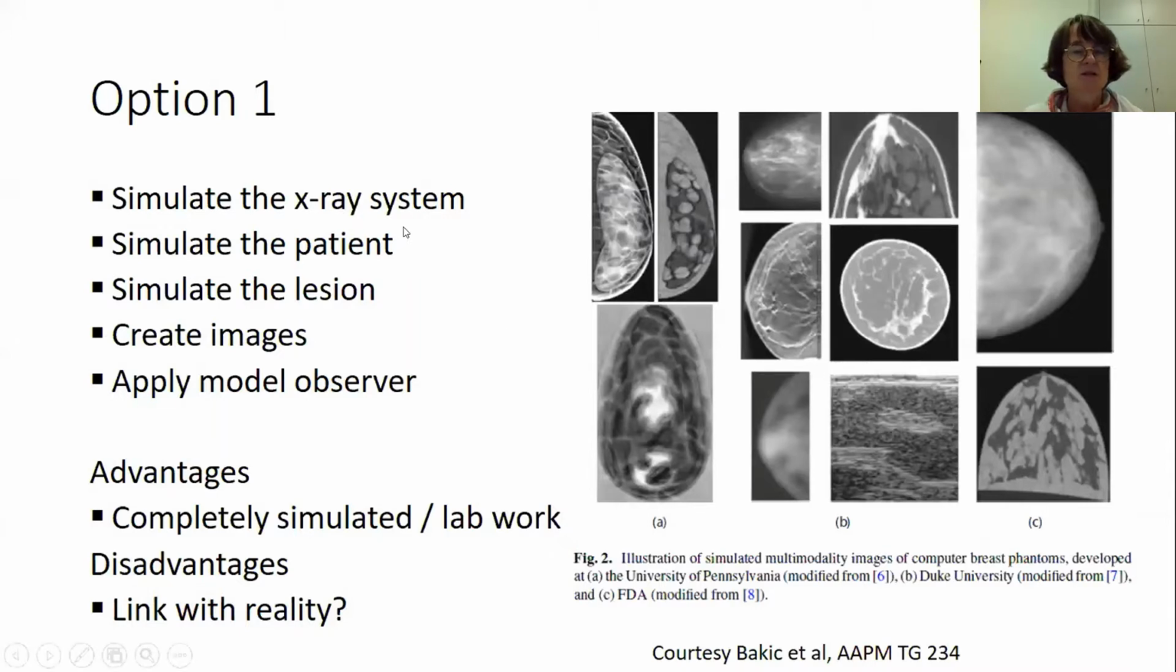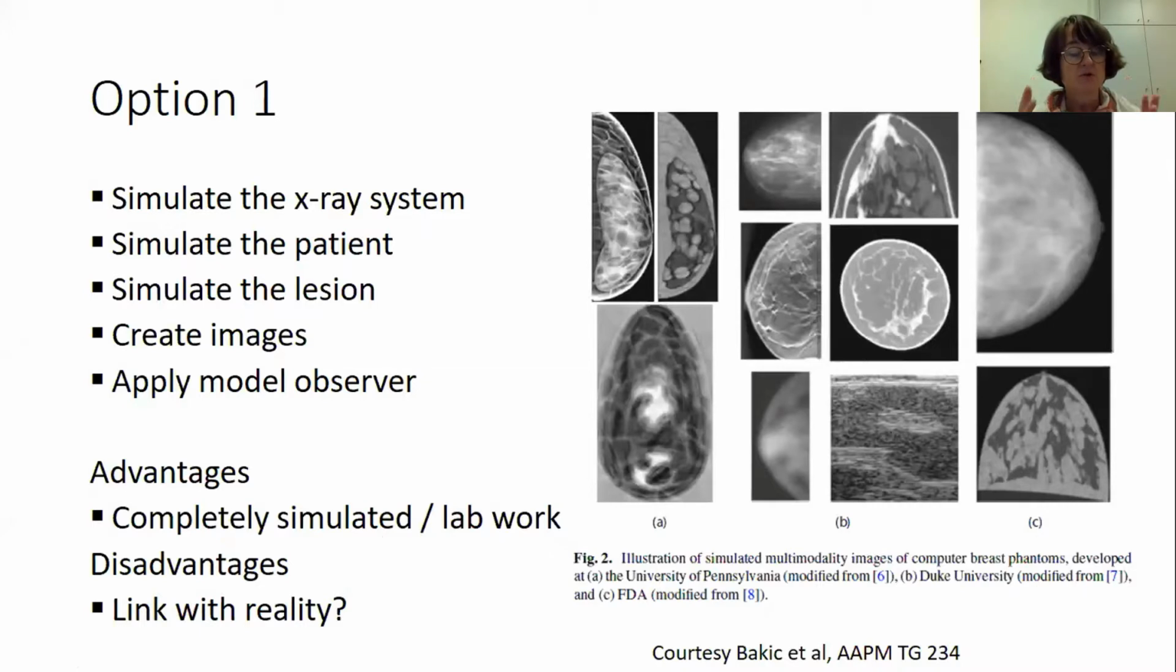You simulate the X-ray system, you simulate the patient, you simulate the lesion, then using all these three components, you create the images and you apply a model observer. You could also just have human readers observe the virtual images if you wanted, but if you go the whole way through, you do it with a model observer. The big advantage is that everything is simulated, so you can basically do it in your lab. You do not need this fancy device somewhere in your hospital.